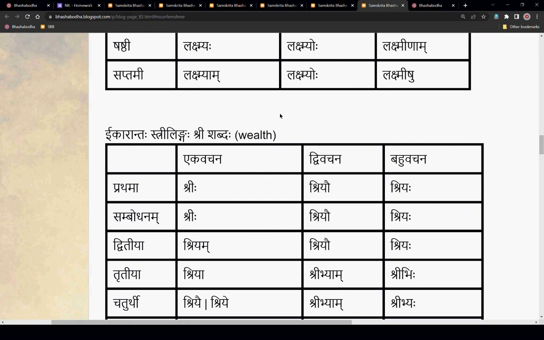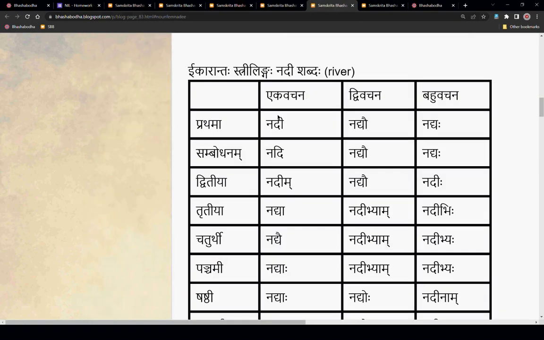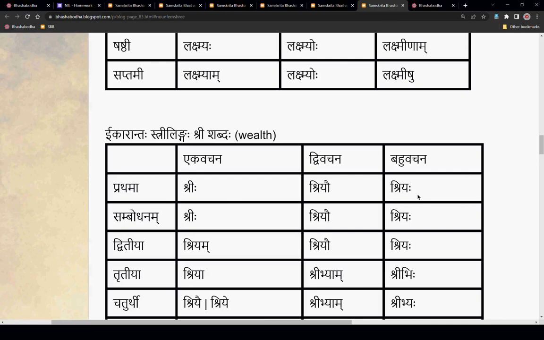Shrihi. There is a Visarga here. If you look at Nadi, there is no Visarga. That is one difference. And the Bahuvachanam is Nadyah here. What is the Bahuvachanam for Sri? Shriyaha. Shubha Shriya. Oh, thank you.